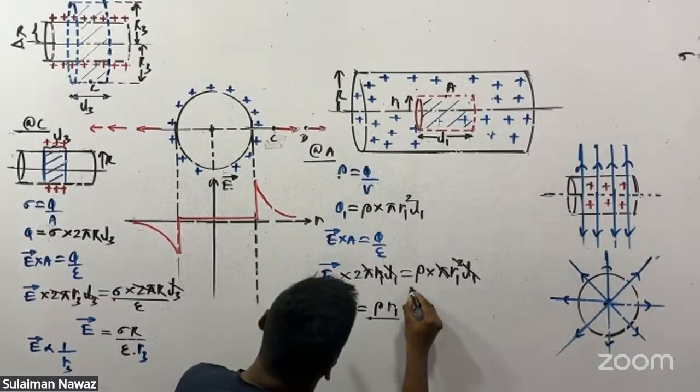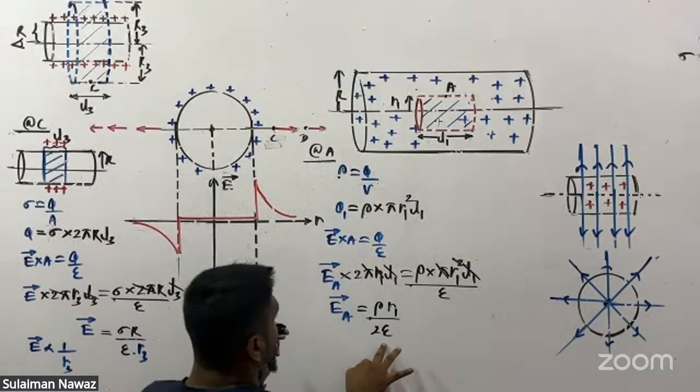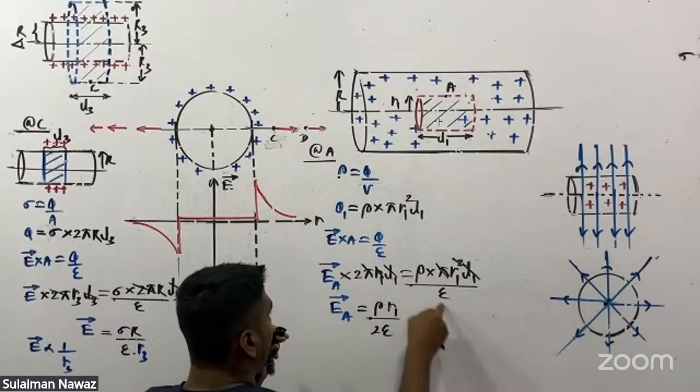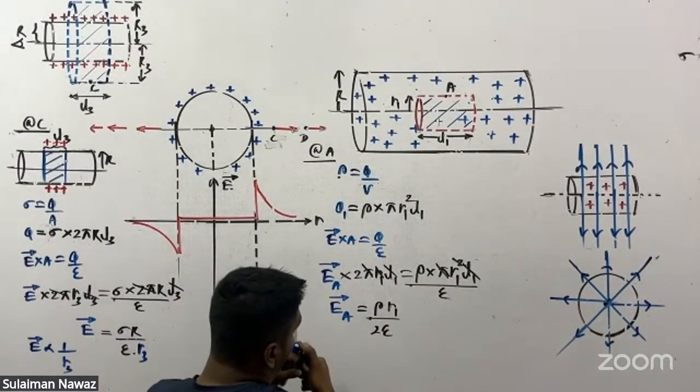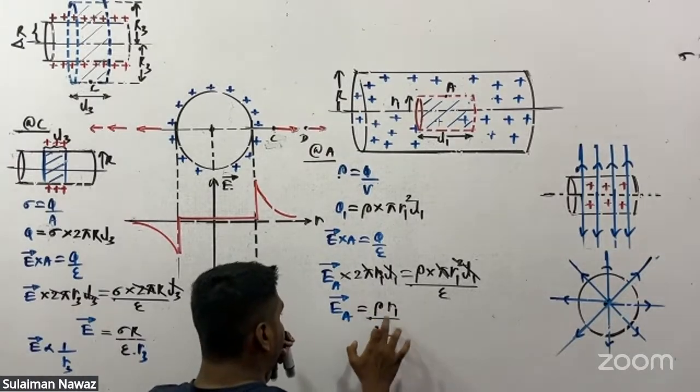Over, I forgot to put the epsilon also. 2 epsilon. Am I correct? Rho R1 over 2 epsilon. If I'm wrong, tell me. So remember here, rho is a constant. Epsilon is a constant. Right?